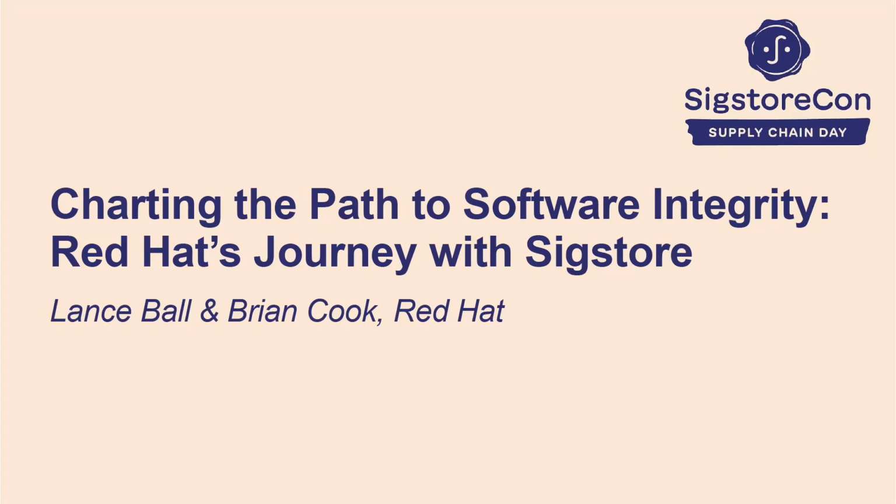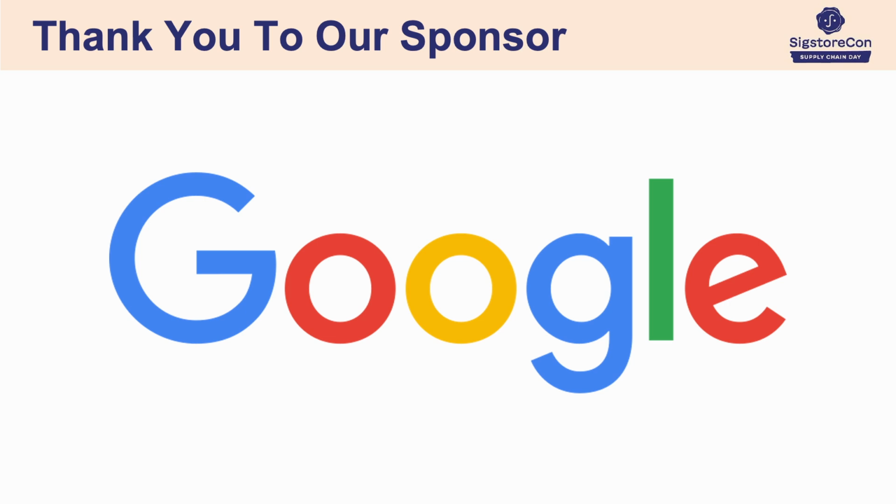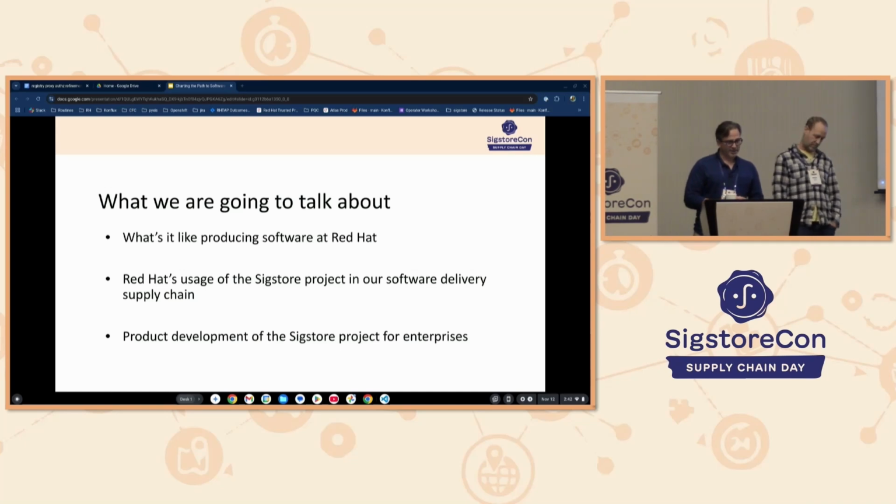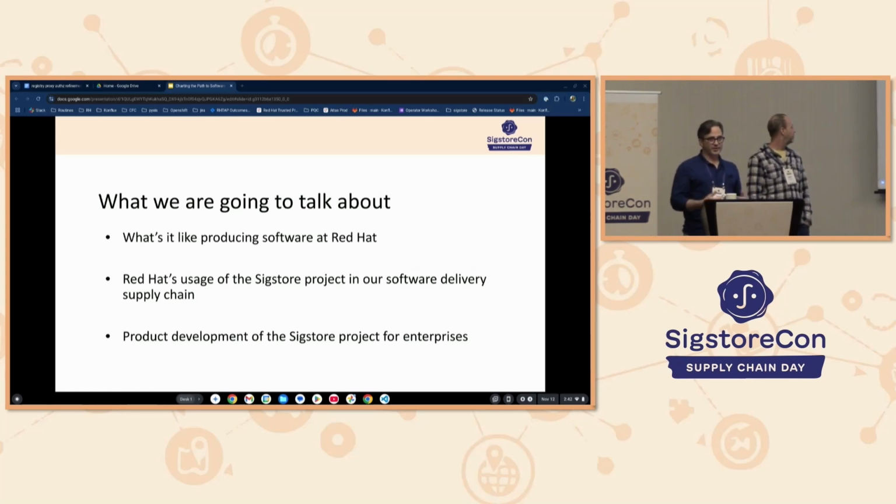So what we're going to talk about over the next 30 minutes is pretty straightforward. A little bit about what it's like to produce software at Red Hat, what kinds of things go into that, what tools we use, that sort of thing. And then Brian will talk about how we're using Sigstore internally, what we're doing when we produce software to ship to our customers. And then I'll talk very briefly about some of the things that we did in the development of a product based on Sigstore itself.